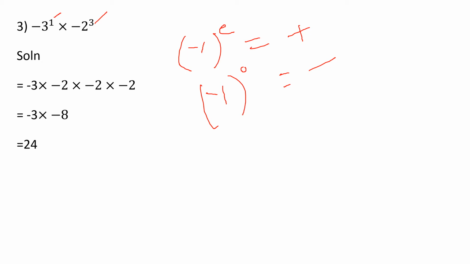So minus 3, just minus 3 power 1. So you will multiply minus 3 only one time, right? So minus 3 into minus 2 the whole power 3. That means minus 2 you will multiply 3 times. So minus 2 into minus 2 into minus 2. 2 2s are 4. 4 2s are 8. So answer is 8. So the power is odd number. So the answer will be negative. Right?